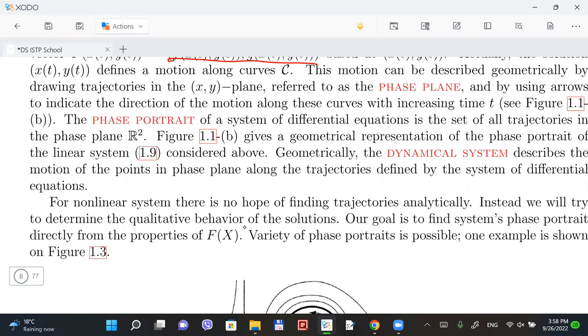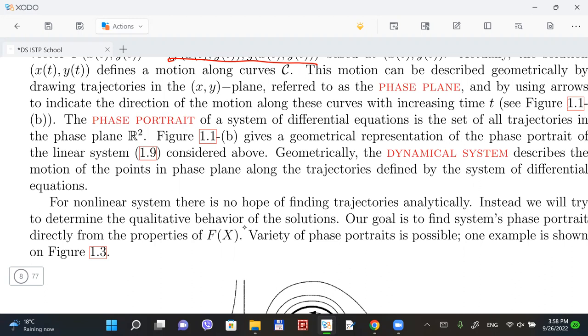Because for the linear systems, we know the solution, and it will be easy to plot the phase plane. We know how the curves look like. But for the non-linear systems, we do not. But we will see that we can use some techniques. And what can we say about the solutions? After that, that is what we start.